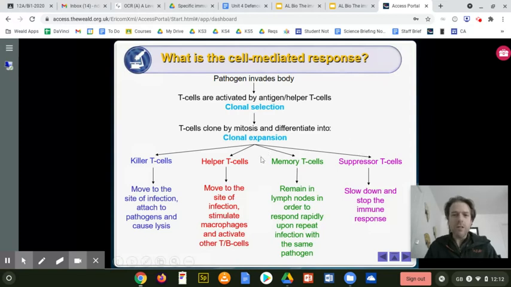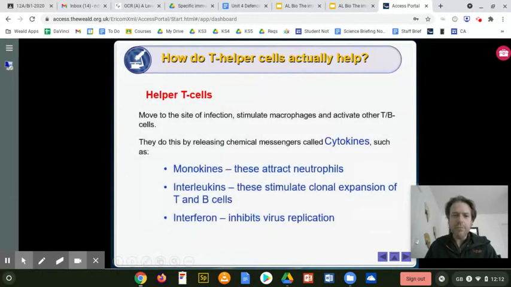The T helper cells, we have to go into a bit more detail. So the T helper cells, here we said release some cell signaling molecules. These are called cytokines, as the heading of the group of chemicals. So all 3 of these, monokines, interleukins, and interferon, are different types of cytokine, okay? And again, you will need to learn these 3 and what they do in terms of how they help to effectively speed up getting over or resolving the infection.